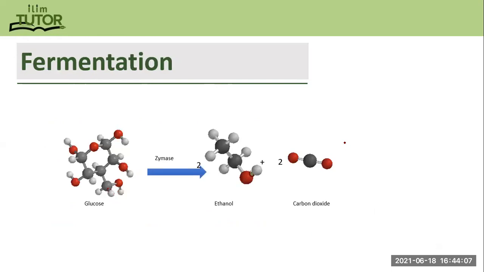Another reaction we may want to look at is fermentation. Fermentation occurs when a glucose-containing substance, or let me say carbohydrate, I don't want to use the word glucose, carbohydrate, is broken down to form ethanol and carbon dioxide.